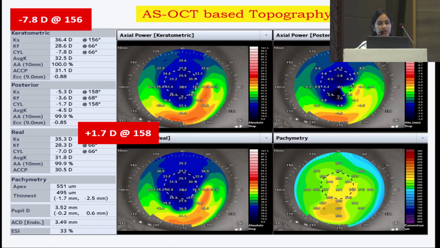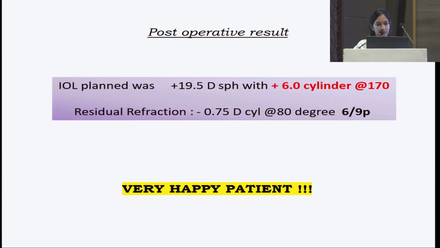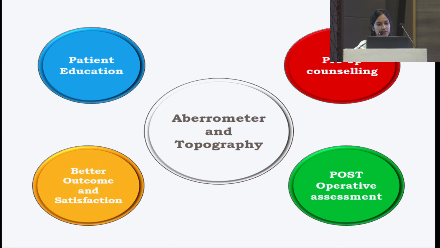This is the AS-OCT based topography for the same RK patient. Here the anterior astigmatism was coming minus 7.8 and the posterior corneal was plus 1.7. So if you combine minus 7.8 with plus 1.7, it comes to around minus 6 cylinder. It matched with the EKR report on the Pentacam. So we planned 6 diopters of cylinder with plus 19.5 sphere, and residual refraction came out just 0.75, and we got a very happy patient.